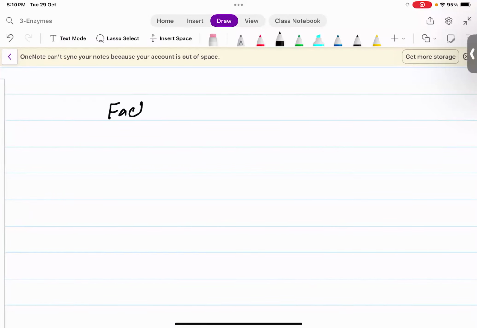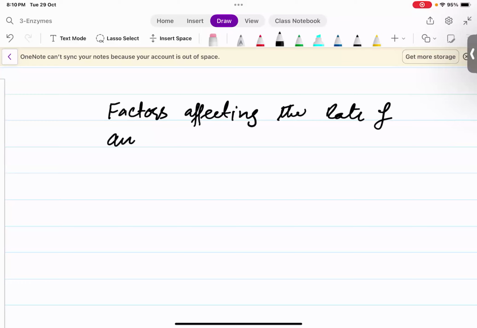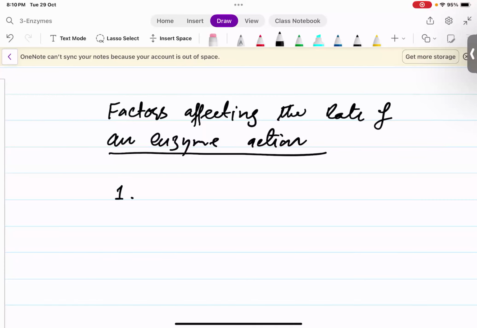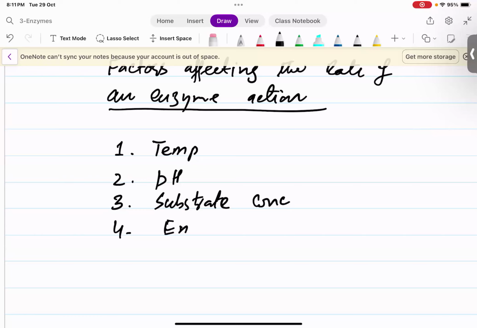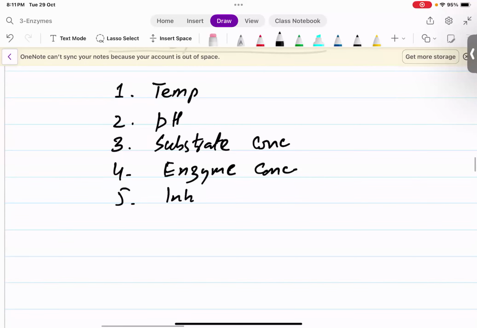Factors affecting the rate of an enzyme action. So the following factors affect the rate of an enzyme action. Number one, temperature. Number two, pH. Number three, substrate concentration. Number four, enzyme concentration. And number five, inhibitors. So we'll discuss them one by one.